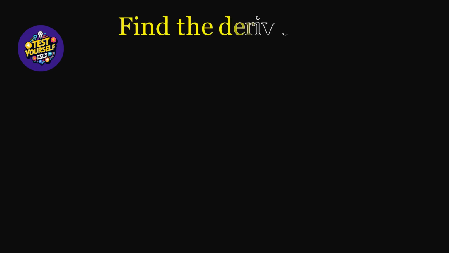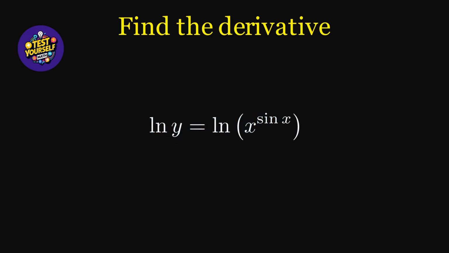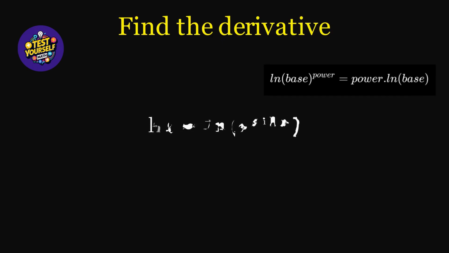Let's find the derivative. We're given the function y equals x raised to the power sine x. This is a classic case where both the base and the exponent depend on x, so we use logarithmic differentiation. First, take the natural logarithm on both sides. Using log rules, the exponent comes down, giving log y equals sine x times log x.